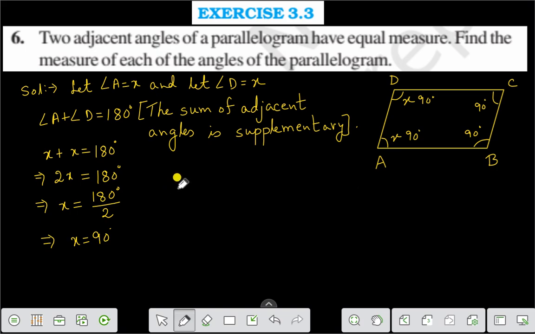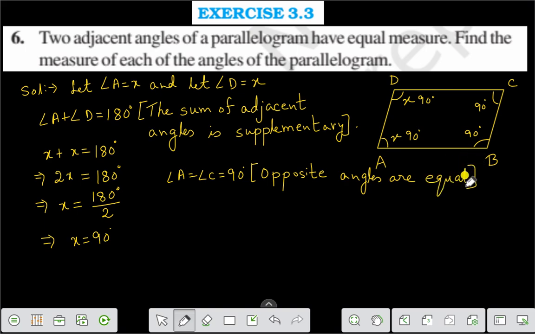Right? Now here we say that angle A is equal to angle C is equal to 90 degrees. The reason is opposite angles are equal in a parallelogram.